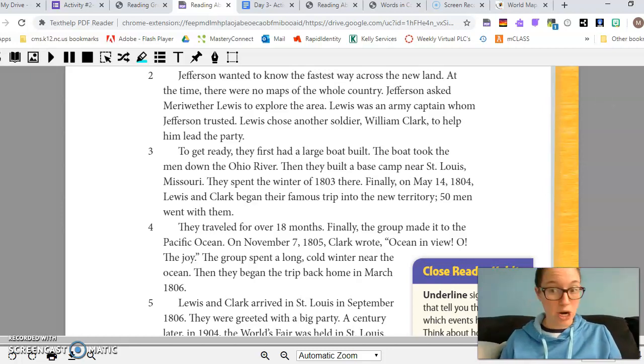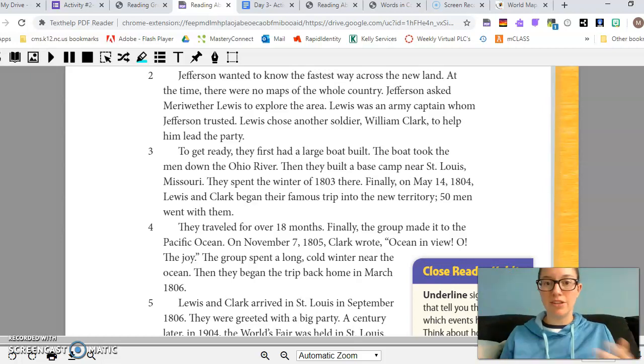At the time, there were no maps of the whole country. Jefferson asked Meriwether Lewis to explore the area. Lewis was an army captain whom Jefferson trusted. Lewis chose another soldier, William Clark, to help him lead the party.